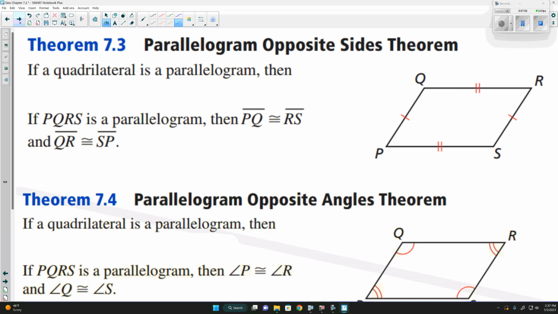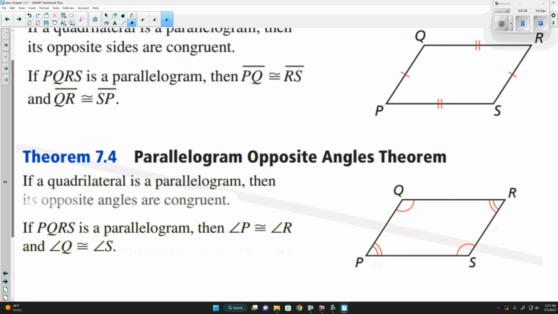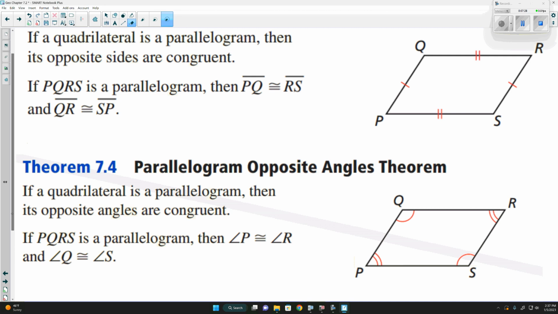Now, if a quadrilateral is a parallelogram, then its opposite sides are congruent. So we'll have two sets of congruent sides. Also, if a quadrilateral is a parallelogram, then the opposite angles are congruent. So the opposite sides are going to be congruent and the opposite angles are congruent.